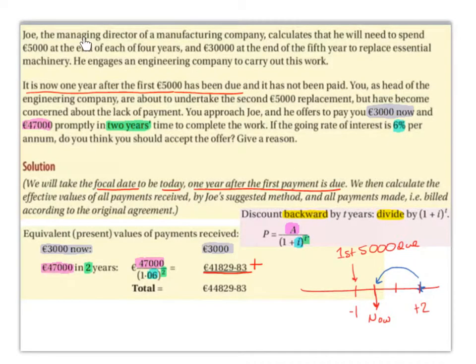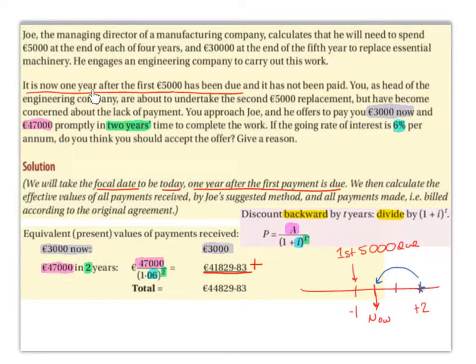Joe, the managing director of a manufacturing company, calculates that he will need to spend €5,000 at the end of each of 4 years and €30,000 at the end of the 5th year to replace essential machinery. He engages an engineering company to carry out this work.